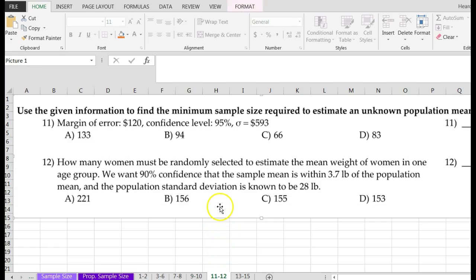This is a sample size type question, where they have given us a margin of error, a confidence level, and a population standard deviation. So in this case, we're going to be using the sample size calculator, not the proportion sample size. Our margin of error is $120, confidence level 95%, and my sigma is 593. I jot these down because anybody that's been in the class with me knows that I forget from left to right unless I'm looking right at it.